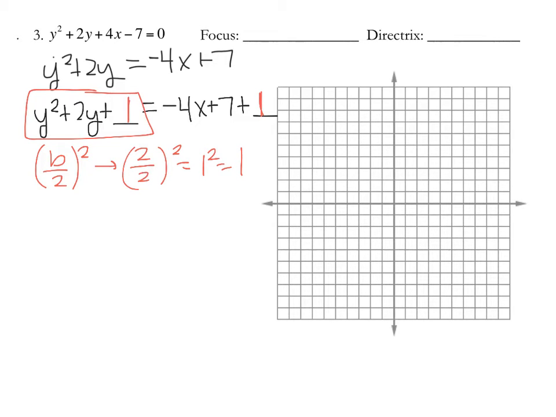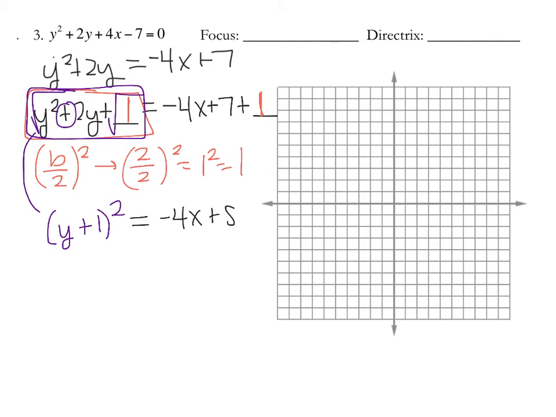And then the whole point of doing that is that this left side right now is a perfect square trinomial, so I can take that and factor it down. That's really y plus 1 squared. You take the square root of the first term, you take the sign from the middle term, and you take the square root of the last term to get that. And then that's equal to, on the other side, negative 4x plus 8.